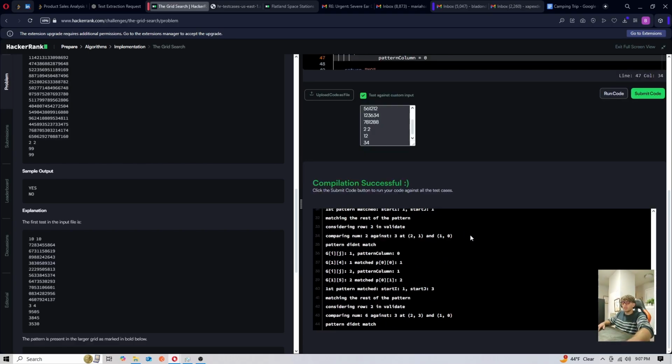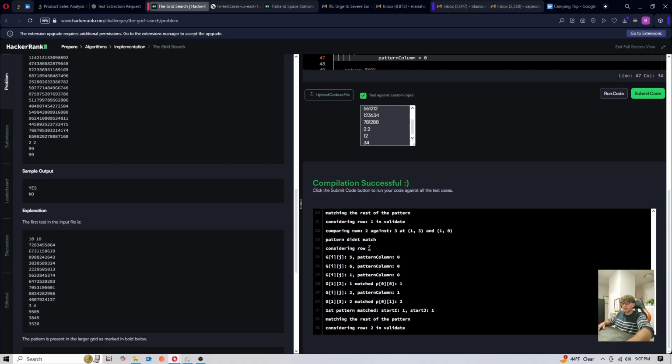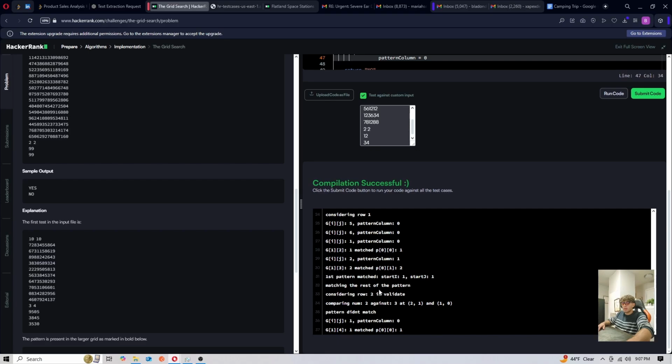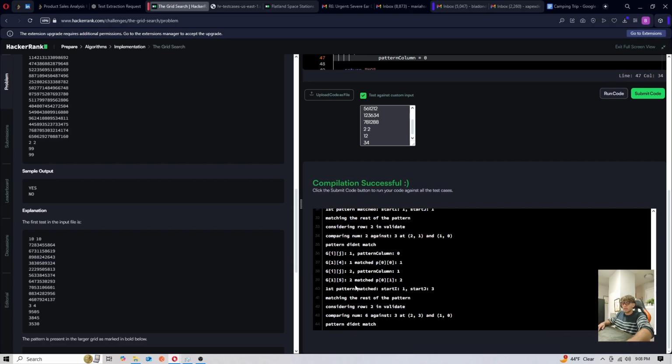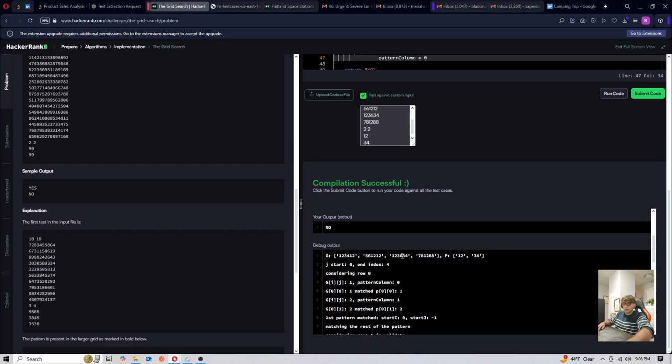Again, it says no. Wow. First pattern match, matching the rest of the pattern, considering row 2, comparing 6 against 3, patterns didn't match. Considering row 1, first pattern matched. Pattern didn't match. Matched. Okay, so it matches again. First pattern matched. Start J is 3, matching the rest of the pattern. Wait, start J is 3? Is that really right? 0, 1, 2, 3. No, it should be 4.